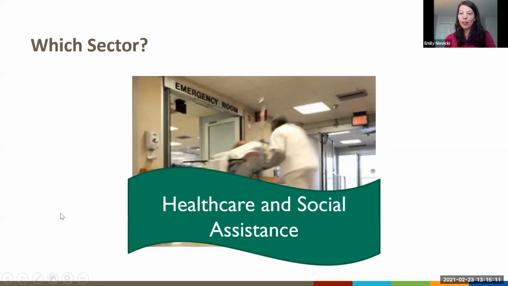It's healthcare and social assistance. So if you're in an ambulance, that's public safety, you're in like EMS service then. And then when you're transferred to the emergency department, that becomes healthcare and social assistance. So good job, everyone.